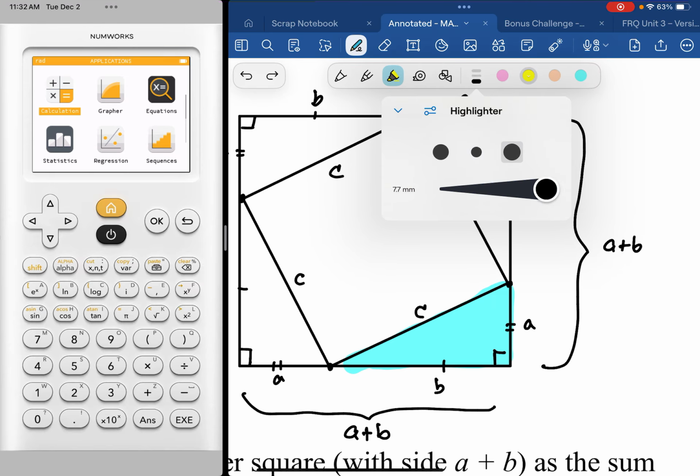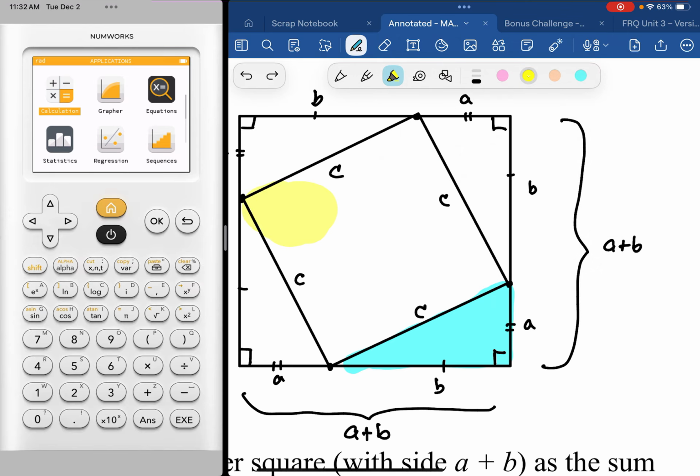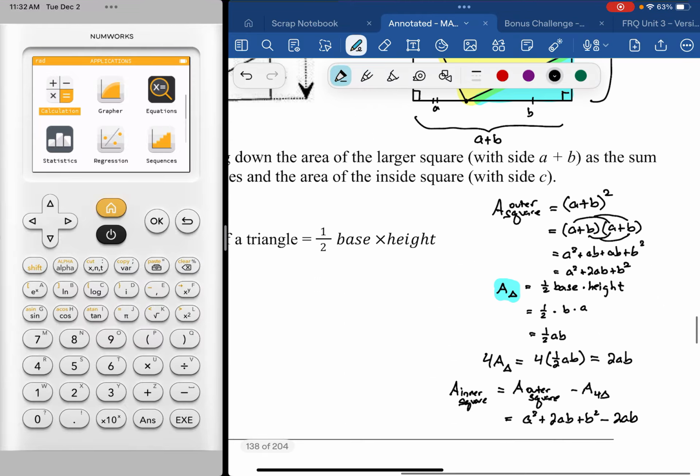I just need a thicker highlighter here. So this square here will have an area of length times width, C times C, C squared. All right, so my inner square has a value of C squared. I have 2 opposites here, 2AB and a negative 2AB.